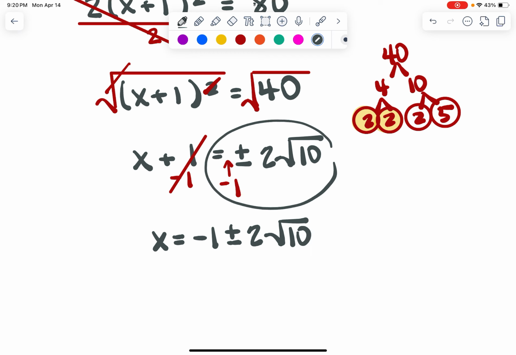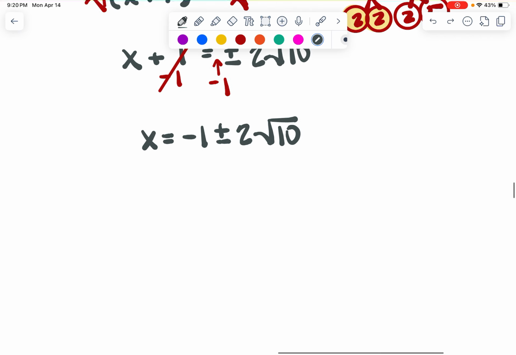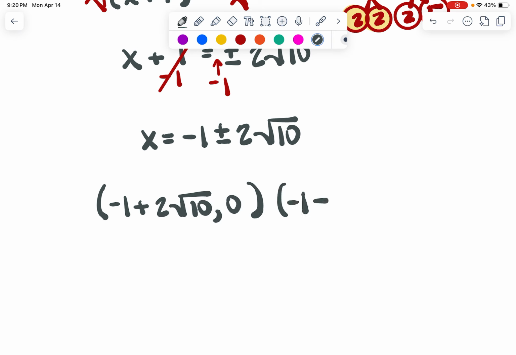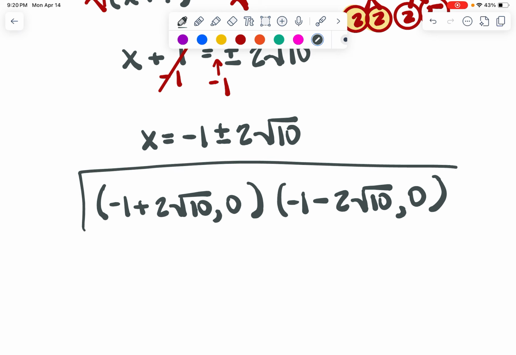You cannot do anything with those two terms because they're not like terms. The -1 is a constant, and the 2 root 10 is a root 10 number. And root 10s can only be added to other root 10s, so those are not like terms and cannot be combined. So your answer is just this gross-looking binomial. I'm going to split that up, though, and write it as ordered pairs. -1 plus 2 root 10, comma 0, and -1 minus 2 root 10. So one of my answers uses the positive, and one uses the negative in between. And those are my 2 solutions.